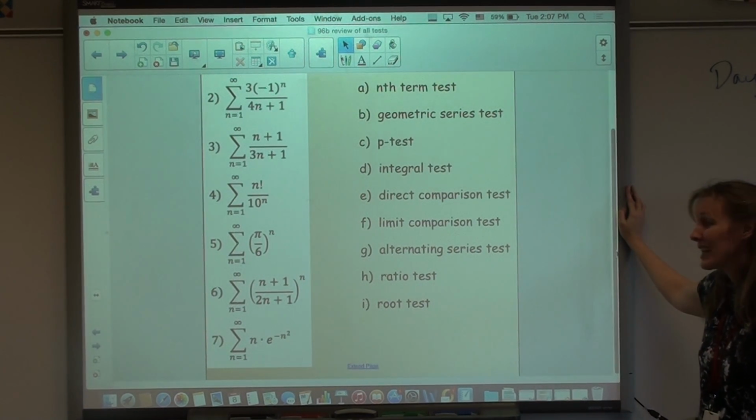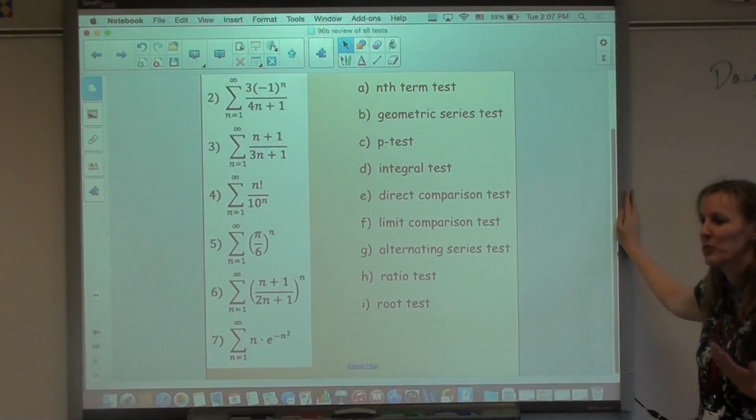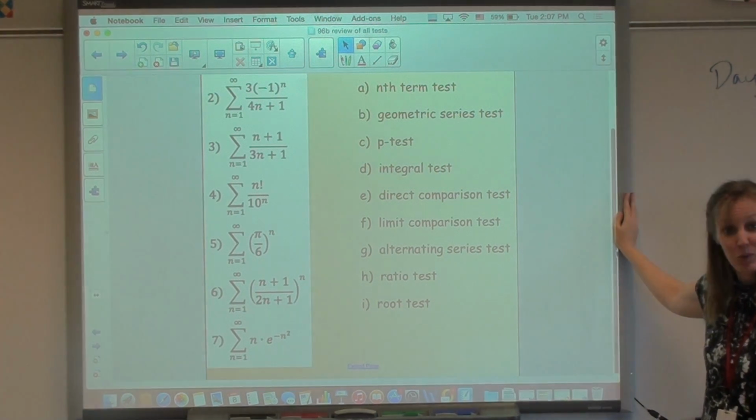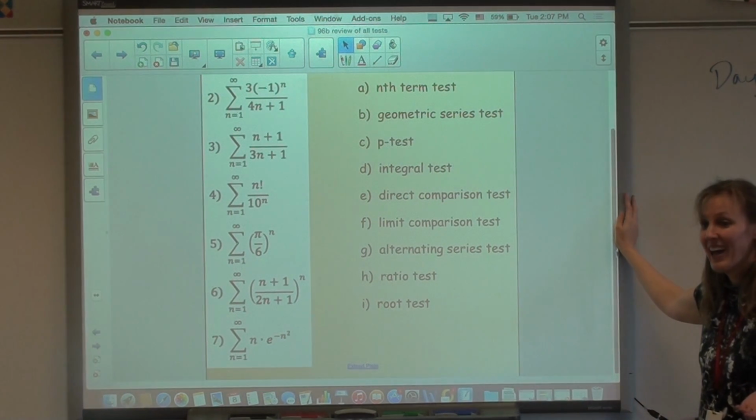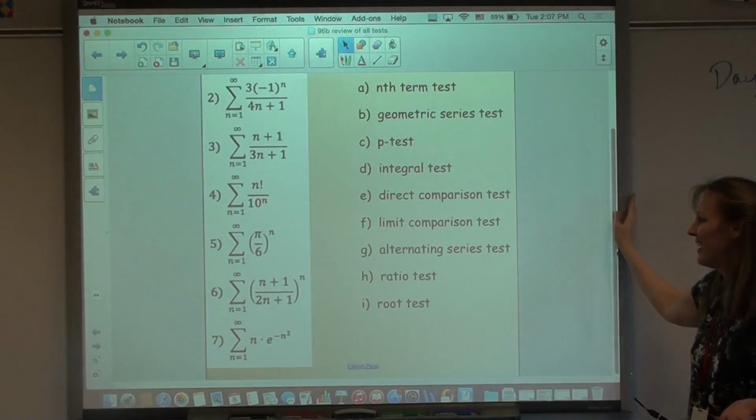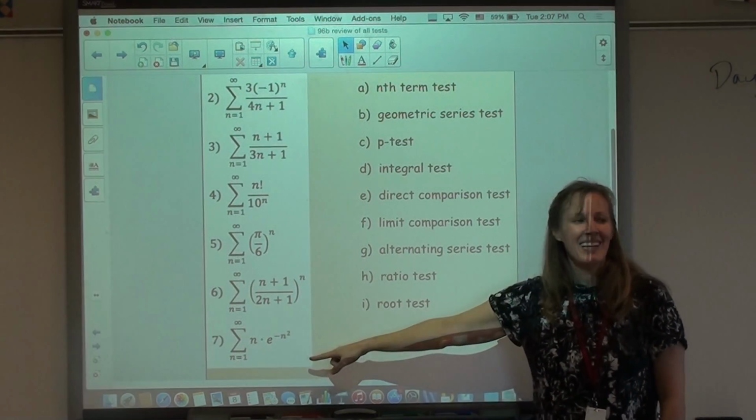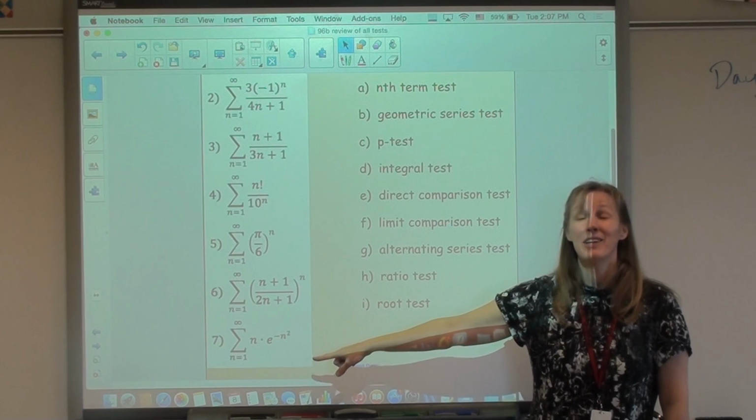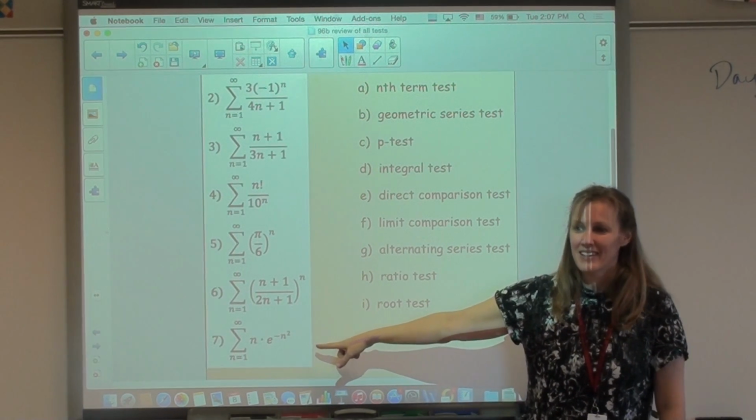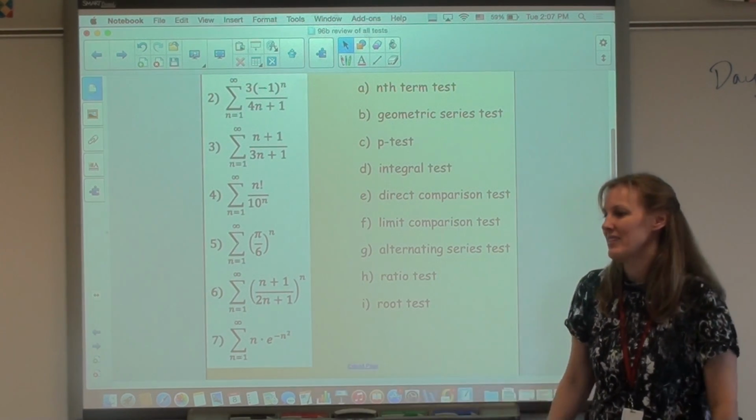Number six, root test. Yes, the root test. Number seven, integral test. This is just screaming use of the integral test, right? Yeah, this is an integral test.